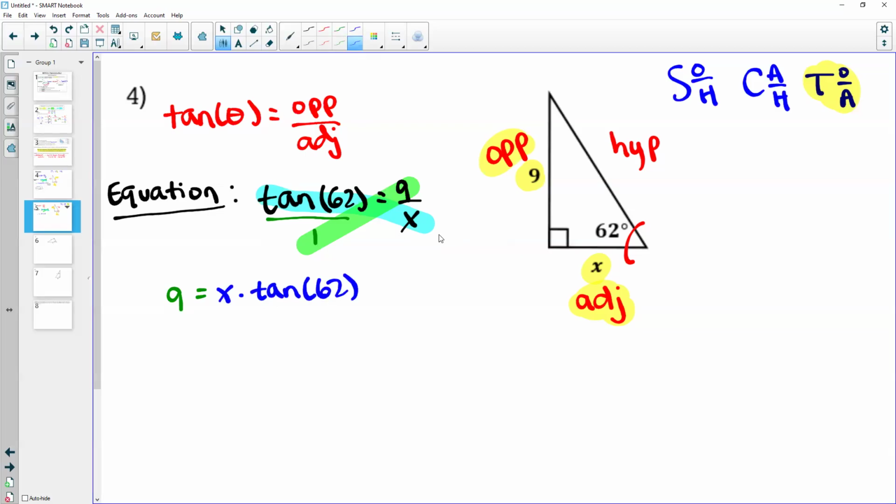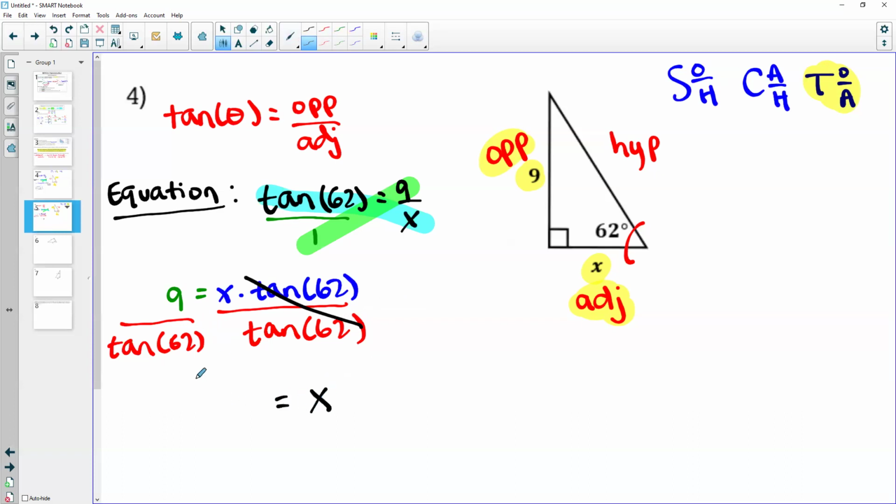Well, we're looking to solve for x here. This equation looks a little bit weird, but the ultimate goal is to solve for x. I want the x by itself. So how do I cancel a times tangent of 62? Well, the opposite of times is to divide. So we're going to divide by tangent of 62 on both sides. What ends up happening now is that the tangents cancel out, and we're left with x is equal to 9 divided by tangent of 62.